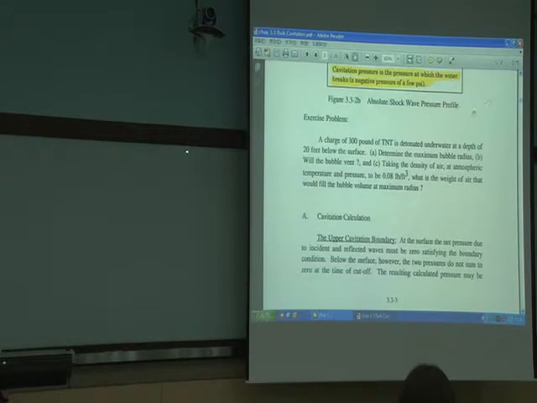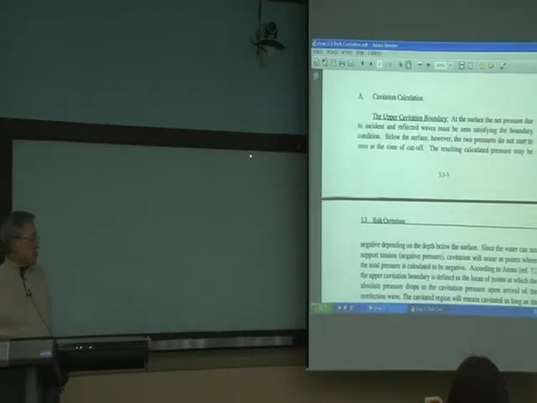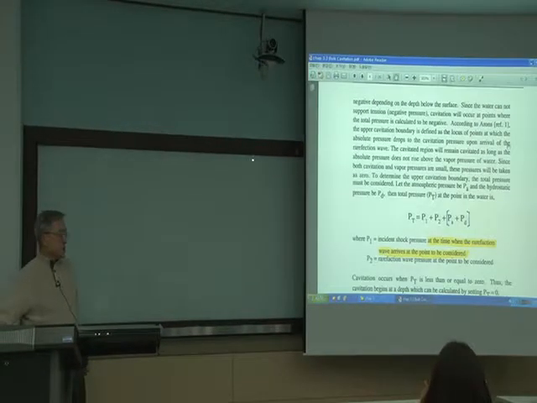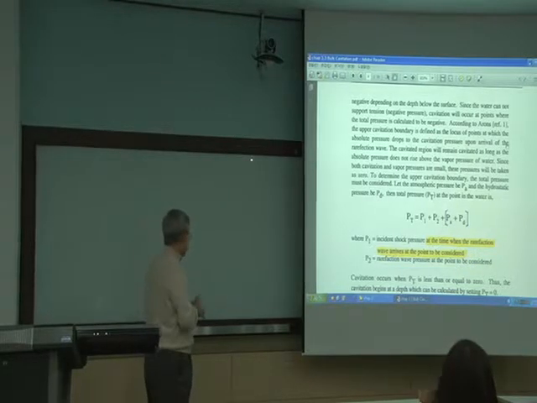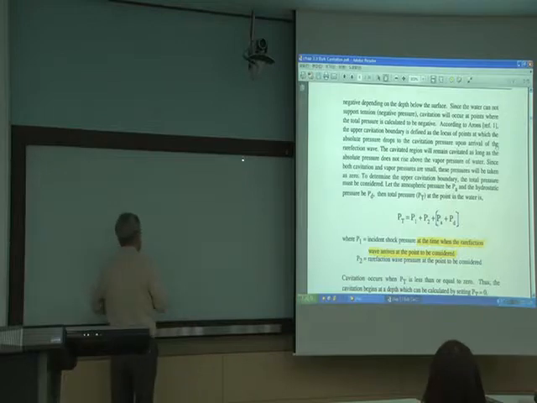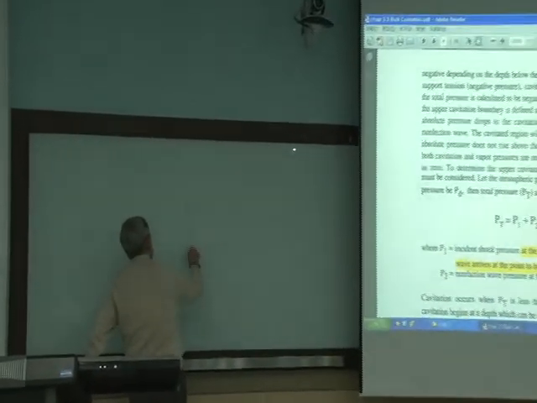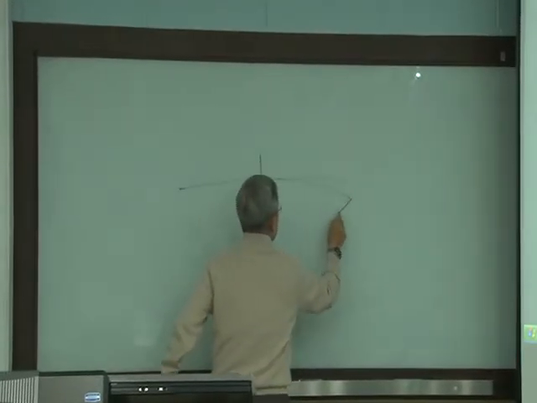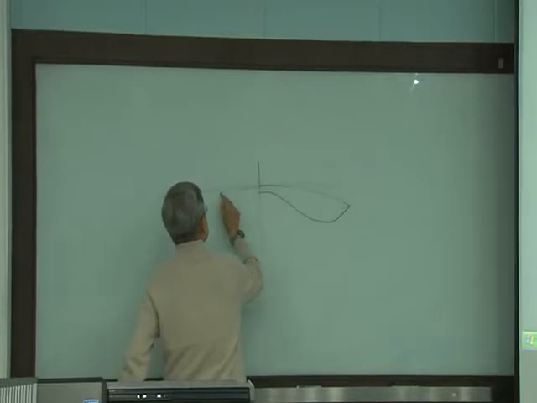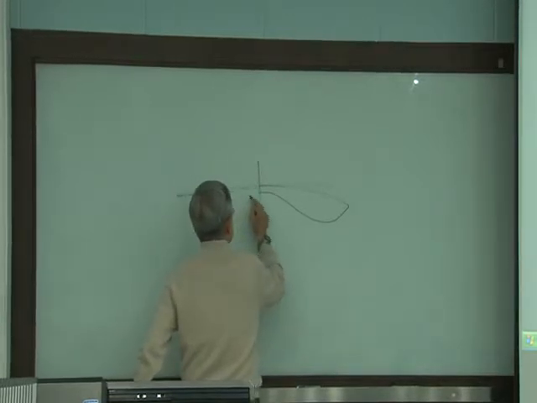Okay, and the exercise problem shouldn't be any problem, so you don't have to submit, but solve it in your leisure time, okay? And upper cavitation boundary. To detect the upper cavitation boundary, it's very easy to compute the total pressure. So something like this. The other side will be, of course, axisymmetric.